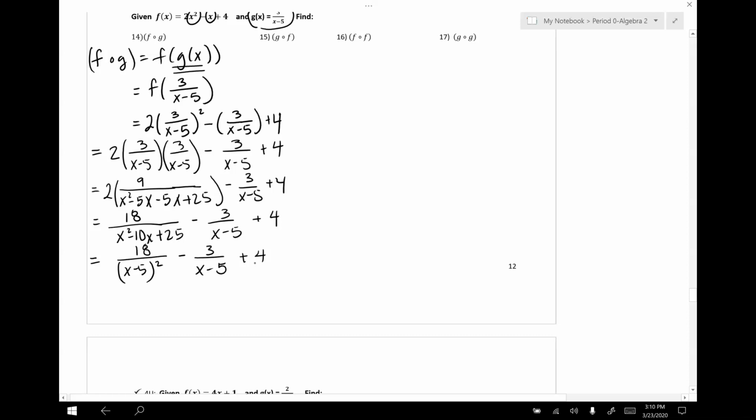So what we want to do now is find the LCD, which we all know how to do. It's going to be x minus 5 quantity squared because this has a higher power, and then I'm just going to write the 4 in the front. That means each and every term gets the same LCD.